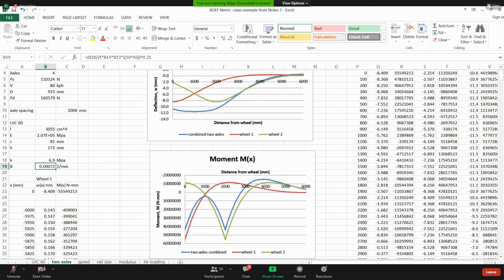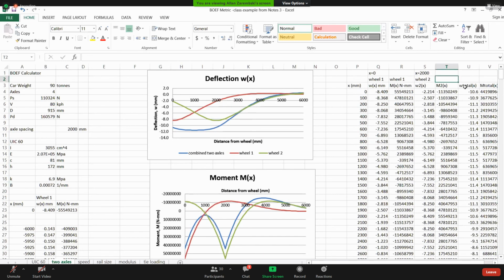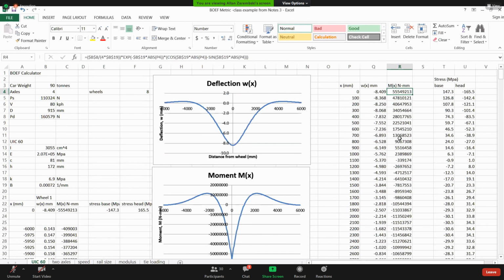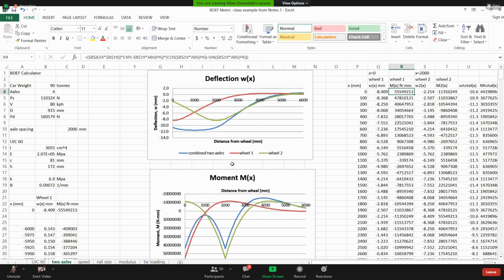Exactly the same thing happens with the moment. Wheel 1 is exactly the same as the previous case, again 555. For wheel 2, again, the moment is P over 4 beta e to the minus beta (x minus 2000), times cosine beta (x minus 2000) minus sine beta (x minus 2000).